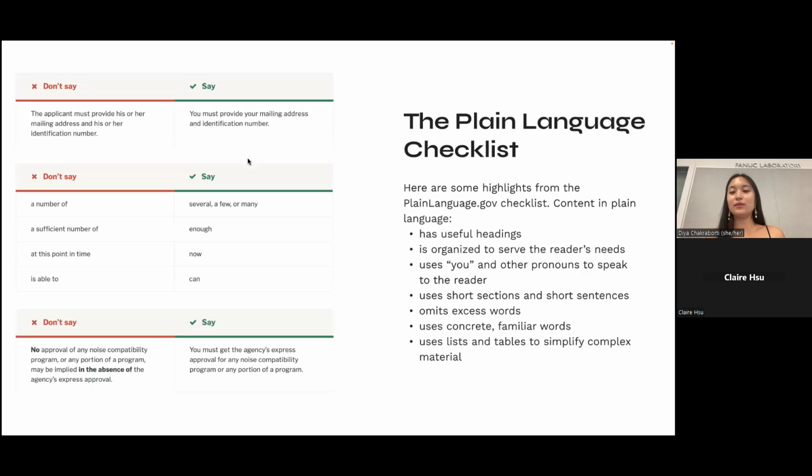So the plain language checklist, here are some highlights from the website that they have. If you're interested, there's a larger list. Content in plain language is going to have useful headings. It's going to be organized to serve the reader's needs. It uses "you" and other pronouns to speak to the reader. It uses short sections and short sentences. It omits excess words, uses concrete, familiar words, and it also uses lists and tables to simplify complex material.